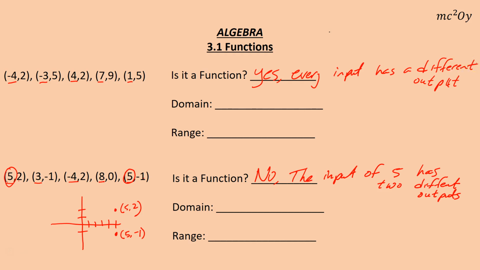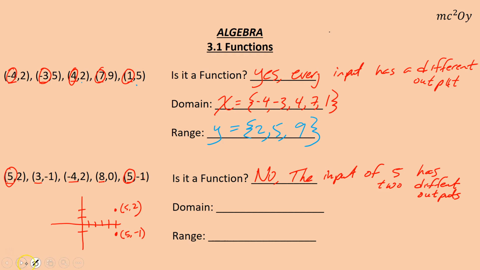Okay. Your domain, well, since they're just points, we go back to set notation, where we just list our x's: -4, -3, 4, 7, and 1. So we're just listing our x's. And then our range would be just listing the y values. So we have our 2, our 5. We'd have 2 again, so we don't have to write it again. A 9, and then we have 5 again. We don't have to write the 5 again. So there it is.